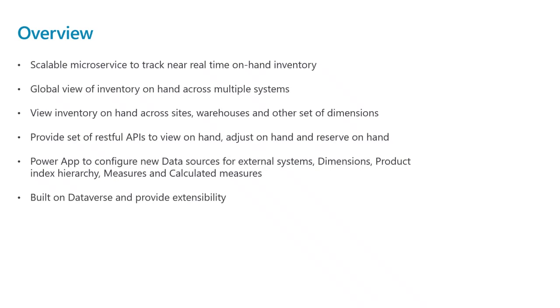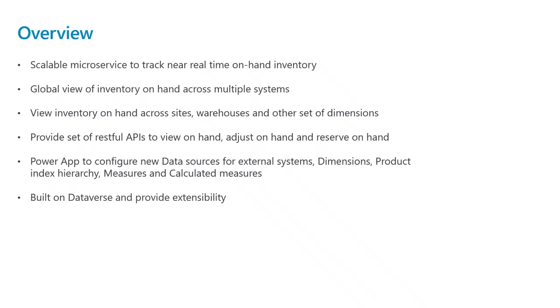Inventory visibility has a component with the Dataverse as well. So as part of the Dataverse and Power App, you can configure your data sources, which correspond to your external systems. And as part of these data sources, you can configure dimensions, product index hierarchy, measures, as well as the calculated measures. And since it is built on top of Dataverse, you have an option to even sync the inventory on hand data from inventory visibility to Dataverse, and you can build Power BI, Power Automate, and Power Apps on top of Dataverse tables as well.